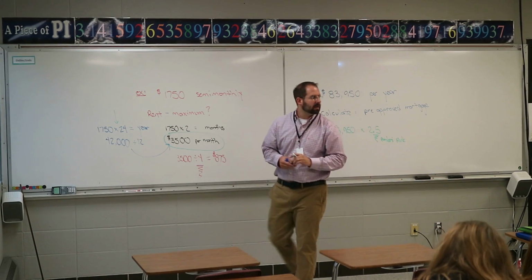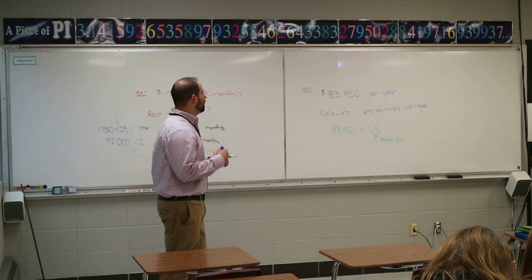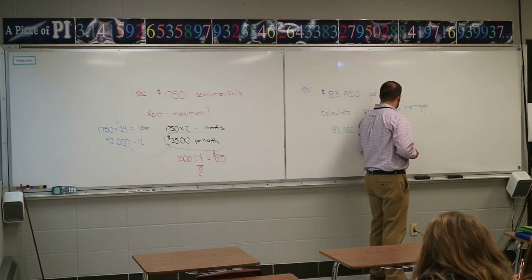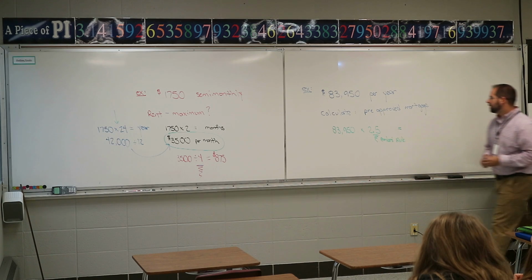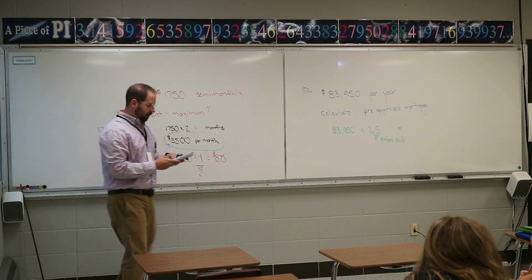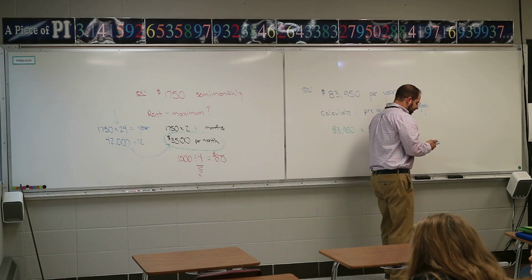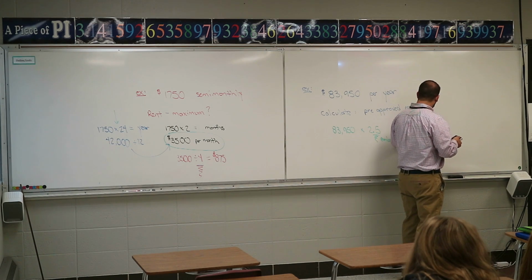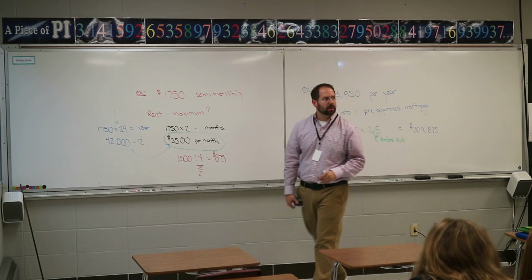The mortgage is a house payment. It's a loan for a house. It's not rent. So when you multiply by 2.5, let's see, what do we get? Okay, 83,950 times 2.5. What is this? 209,875. Okay, questions on that?